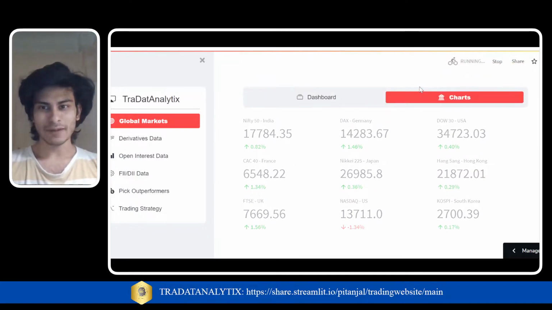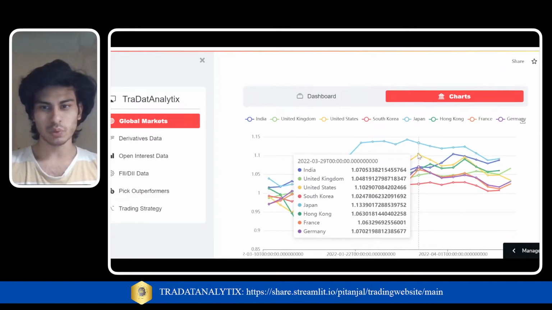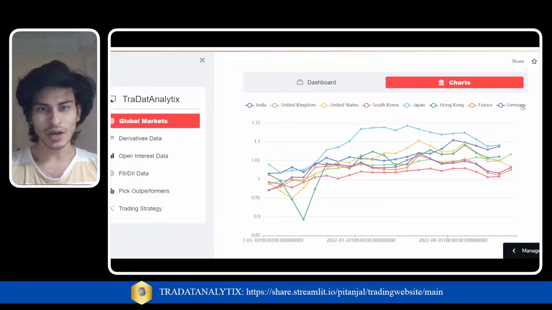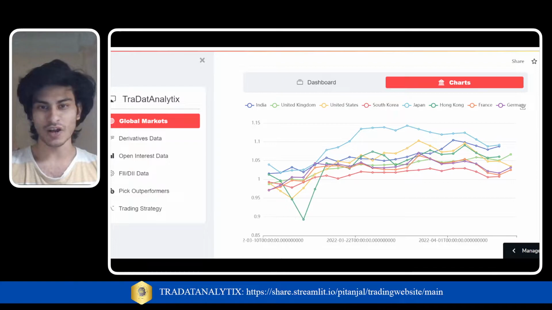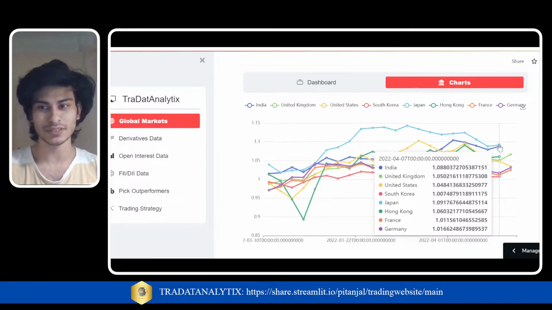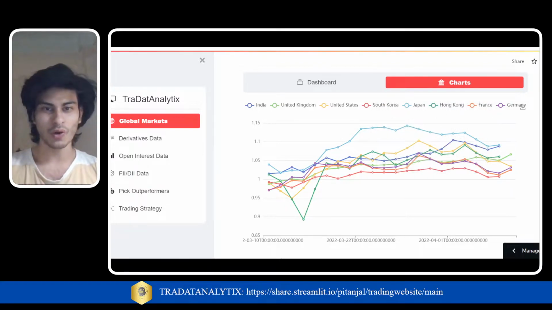Now, what happens when you click on the charts? So here is what you get to see. You have all the major markets: India, United Kingdom, US, South Korea, Japan, Hong Kong, France, Germany, all these major markets. You can compare all these markets and see who is outperforming. The light blue color, which is Japan, has been an outperformer, followed by India. And the worst performer is South Korea when compared to all these markets.